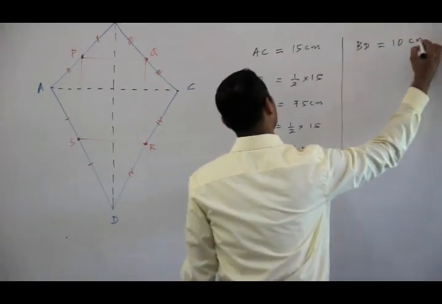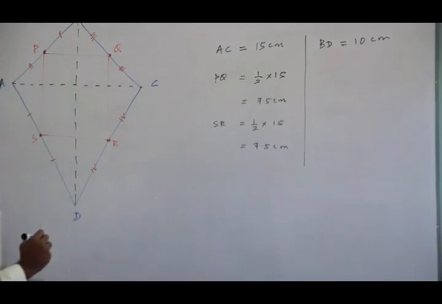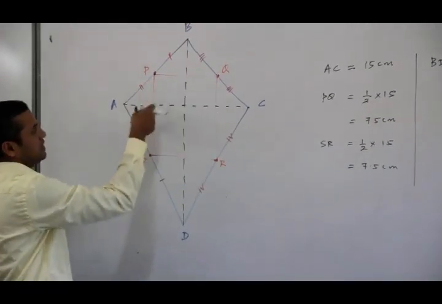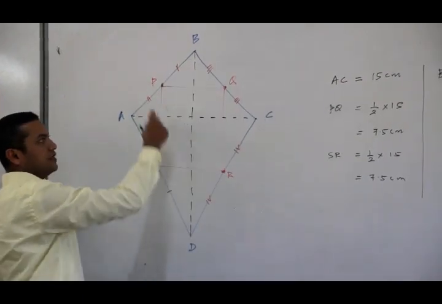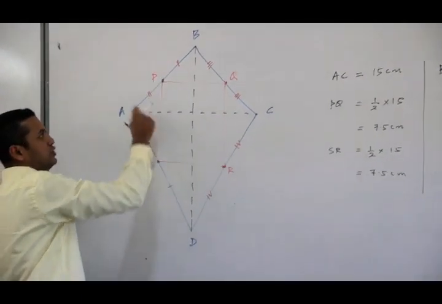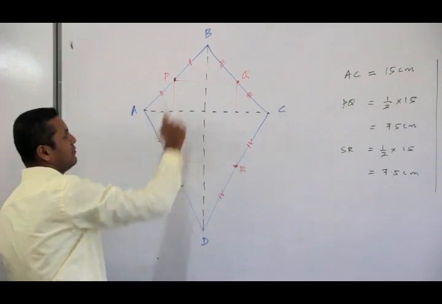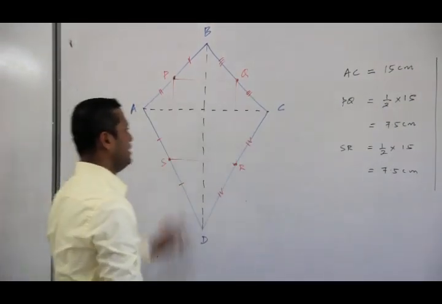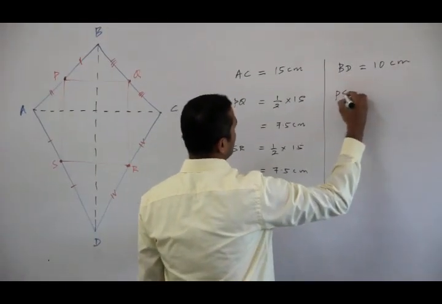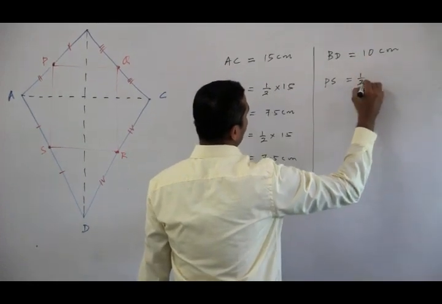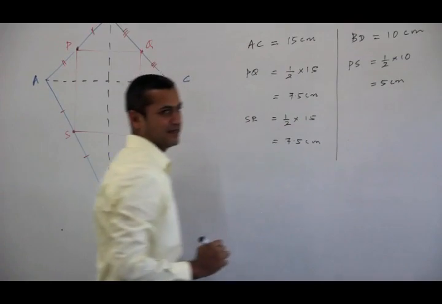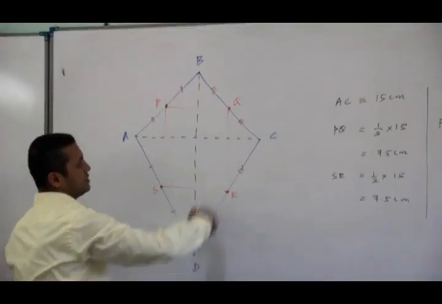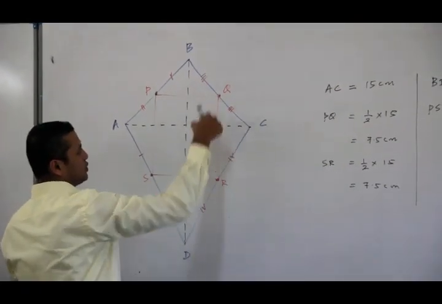BD equals 10 centimeter. Then what can you say about PS? Consider this triangle ABD. This is the third side. This is the line joining the midpoints of the other two sides. So this is half of the third side. Then PS equals half of 10 according to midpoint theorem. How much? 5 centimeter.